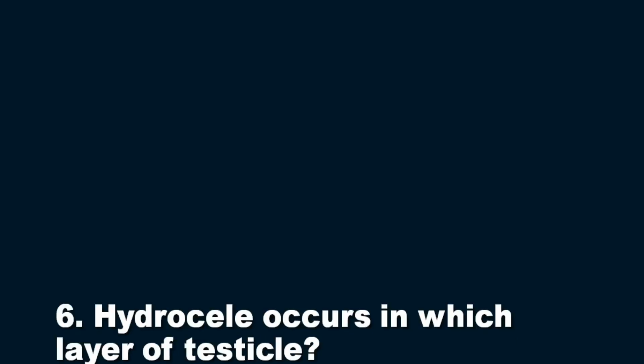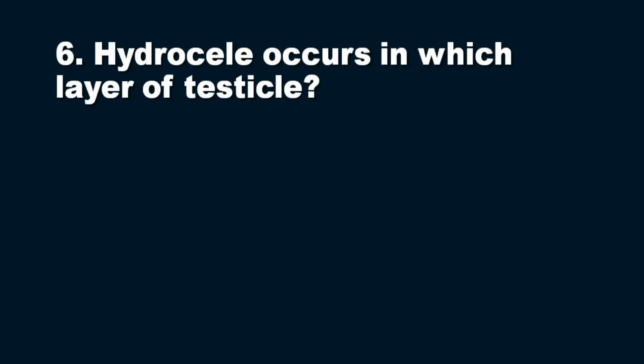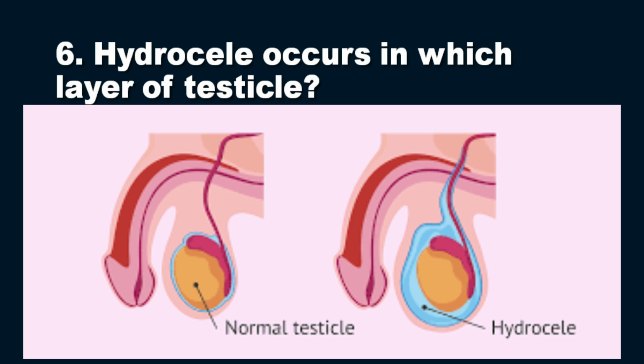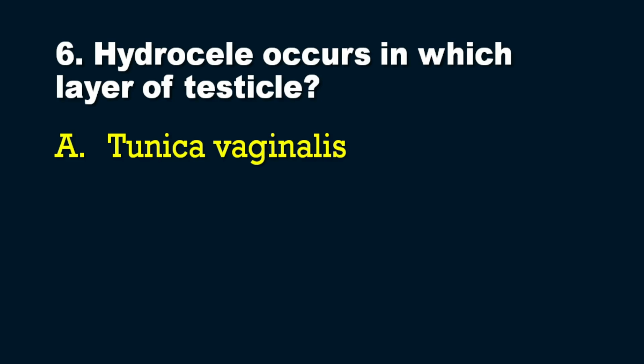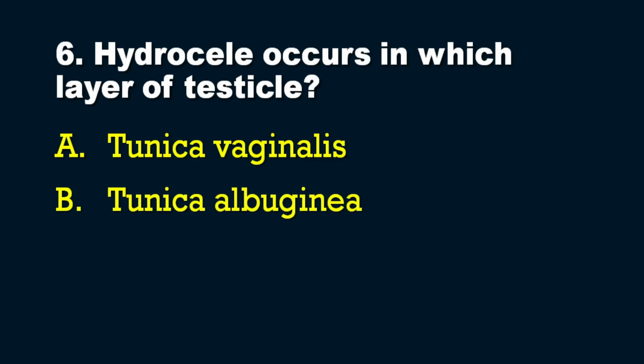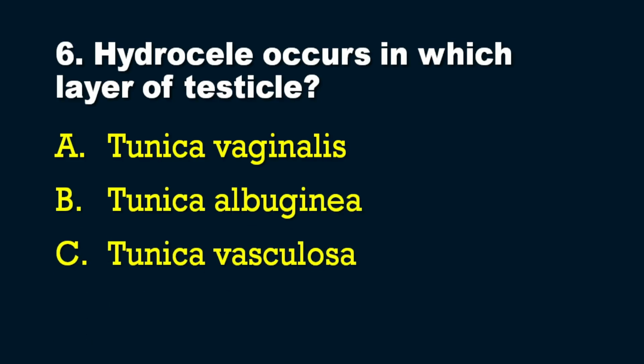Now we will move on to the sixth question in our series. Hydrocele occurs in which layer of the testicle? Hydrocele, you know, is a fluid collection in the testicle. So the question is, in which layer is this happening? Option A, tunica vaginalis; option B, tunica albuginea; option C, tunica vasculosa; and option D, tunica intima.